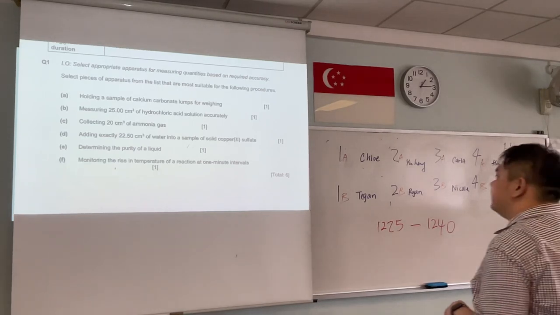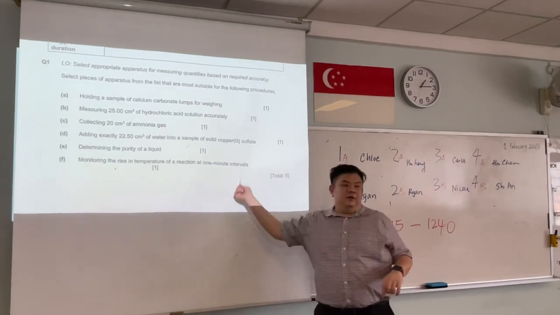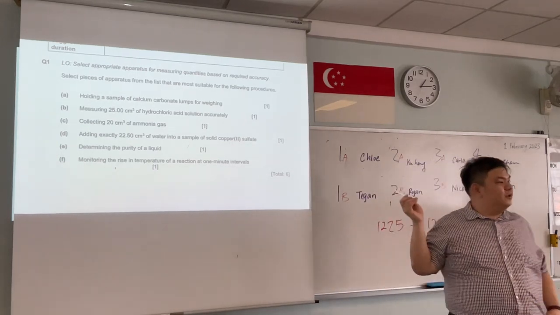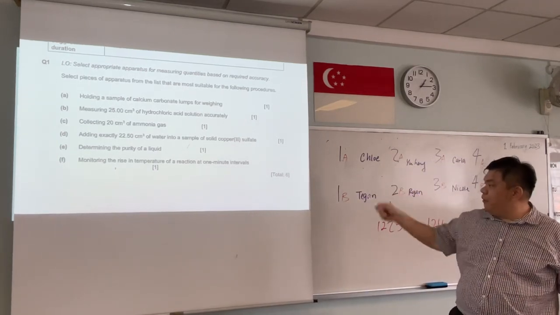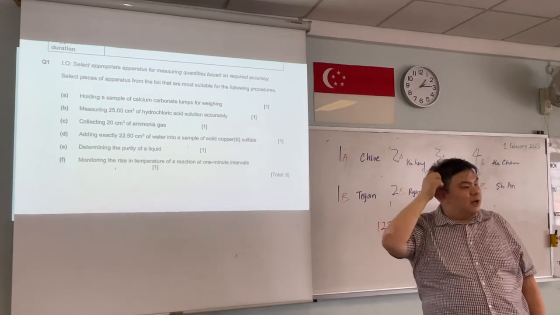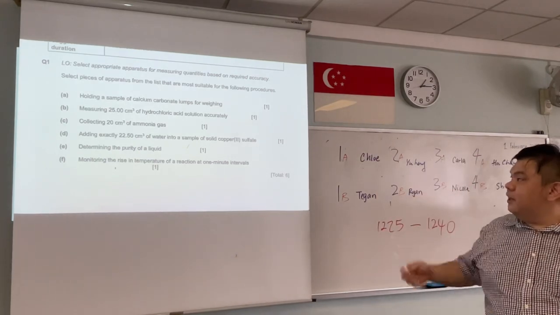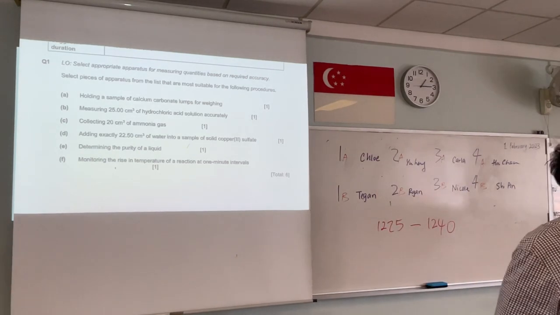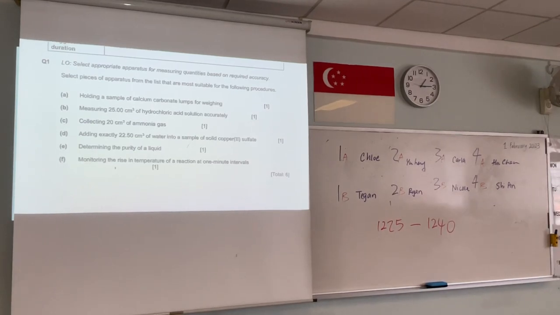Okay, like this question should be very simple. Anybody got problem with this question? Can we just go down the row? One mark. You should be happy if this comes out for your exam. Holding a sample of calcium carbonate lumps for weighing. The helping words are given to you, right? Weighing. So what's the answer? Weighing boat. Have you seen a weighing boat before?